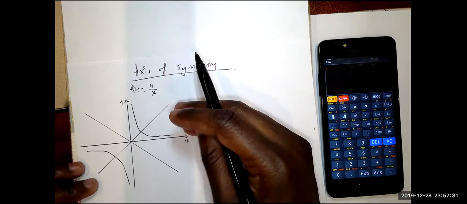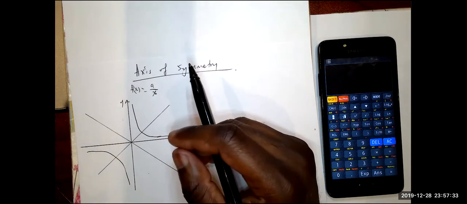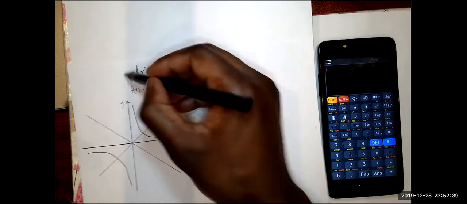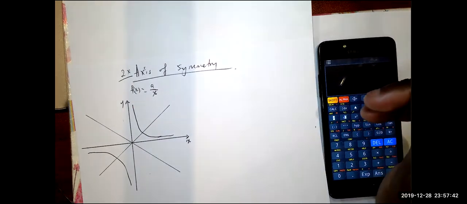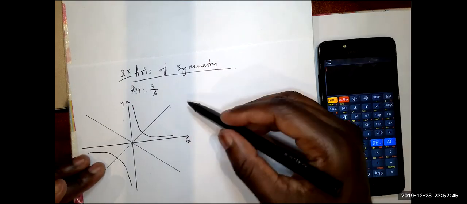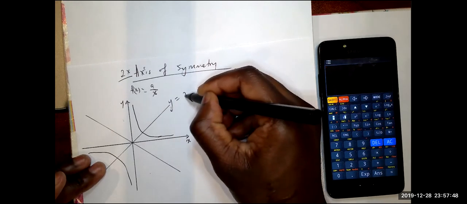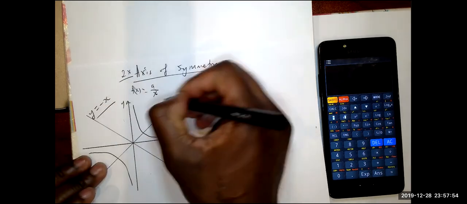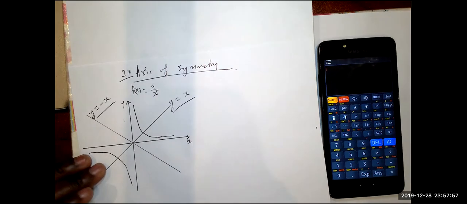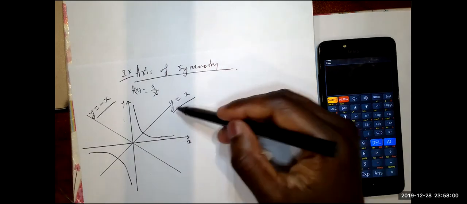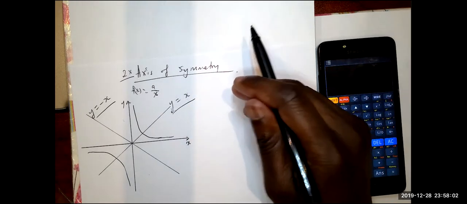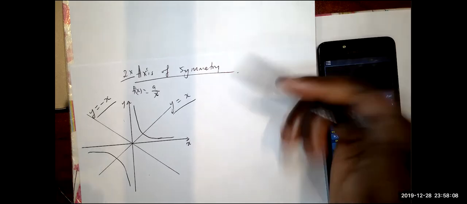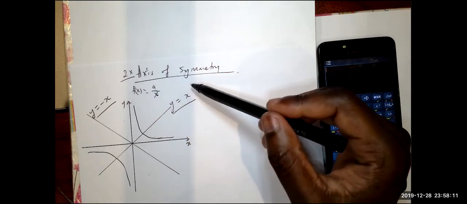Now we're talking of axis of symmetry. Axis of symmetry is the line that, imagine, separates your graph into mirror images. So we've got two axes of symmetry here. The first one is the one with the positive gradient, which is y equals x. The second one is y equals negative x. These are the two lines that you always need to remember. So whenever they ask you for the axis of symmetry, you must always remember that it's y equals x and y equals negative x. For a standard hyperbola, you just know that these are the values.